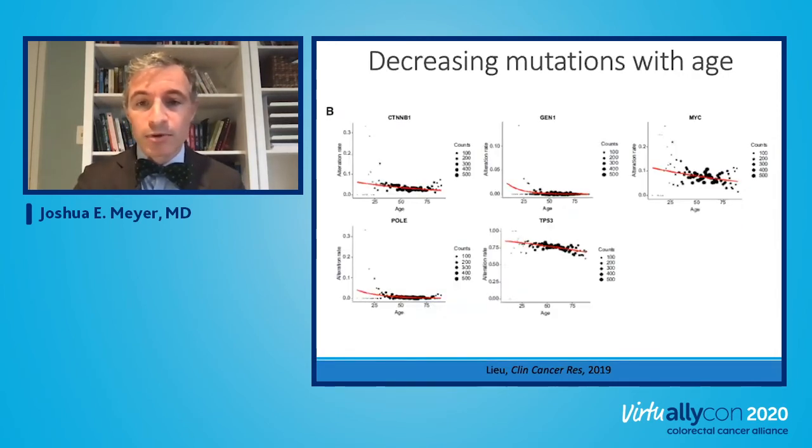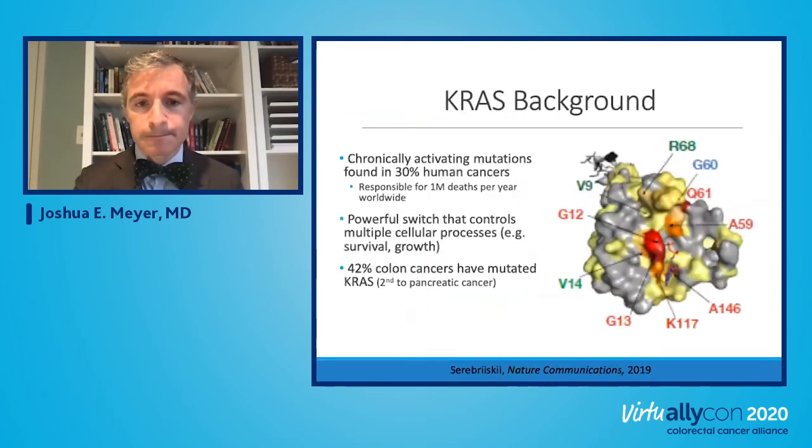There were also a number of genes, important genes, that were decreasing as patients got older. So this is not random. This is very specific. And some of these, again, are important genes for the development and progression of colorectal cancer.